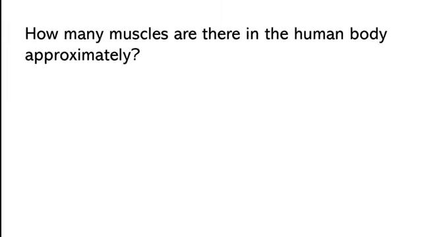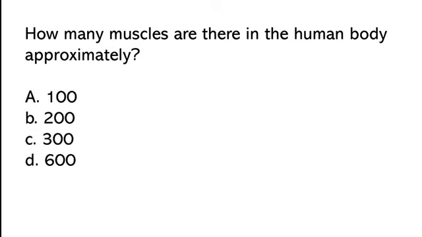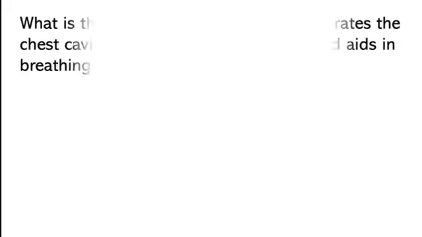How many muscles are there in the human body approximately? 100, 200, 300, 600. So the correct answer is option D, 600. Approximately there are 600 muscles in the human body.